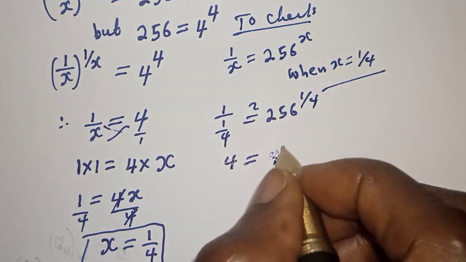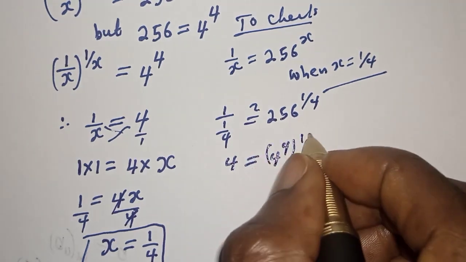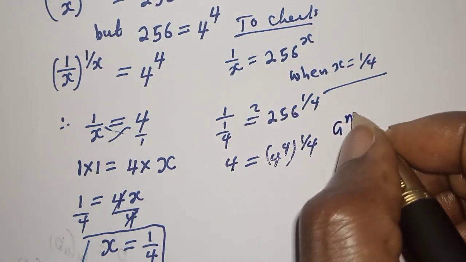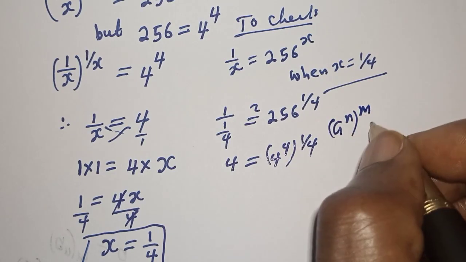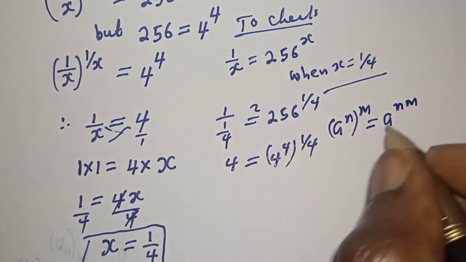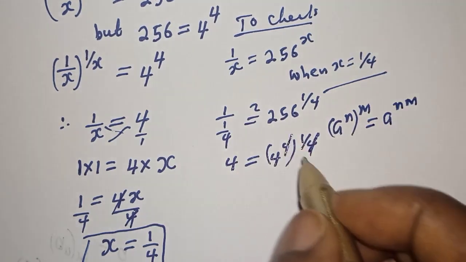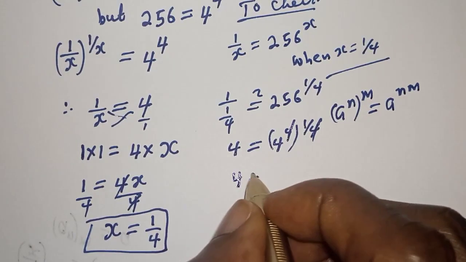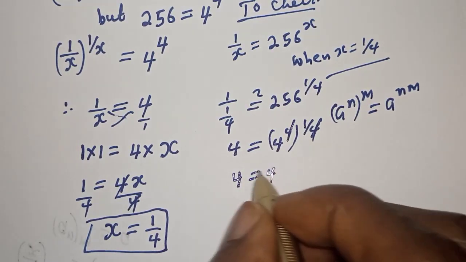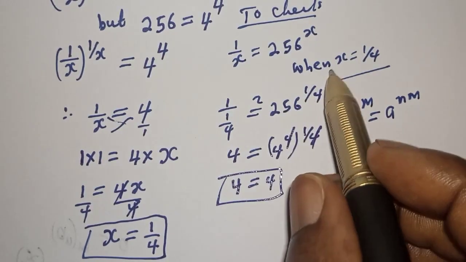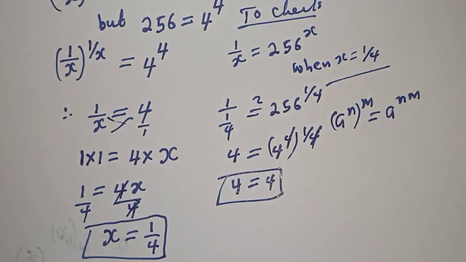256 is 4 raised to power 4, to the power of 1 over 4. And from this rule, a raised to power n to the power of m is equal to a raised to power nm. Then this will cancel this. The left hand side 4 is equal to the right hand side 4, which satisfies the given equation at s is equal to 1 over 4.